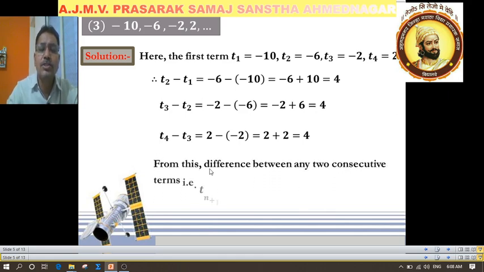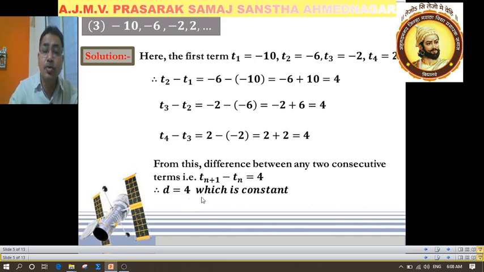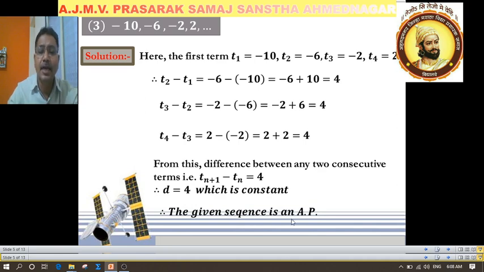So from this, difference between any two consecutive terms, that is Tn plus 1 minus Tn is equal to 4. Therefore D is equal to 4, which is a constant. So by the definition of arithmetic progression, the given sequence is an arithmetic progression and the common difference D is equal to 4. So in this way, if we are given a sequence, then we can check whether the given sequence is an arithmetic progression or not.